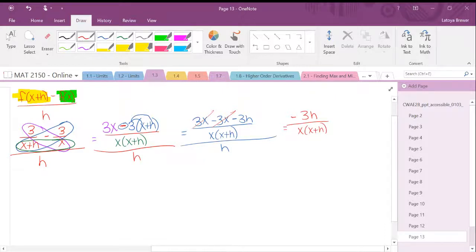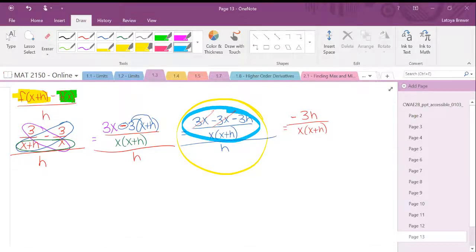But I'm going to stop there and do something a little bit different because I can't leave this rational expression in that form. That's not simplified. What I see here is that I have a rational expression up top, which is the 3x minus 3x minus 3h divided by the x times x plus h. But I also have a rational expression in my denominator, which is the h. It doesn't really look like a rational expression, but you agree that if I put that h over 1, I now have something in the form of a fraction, right?